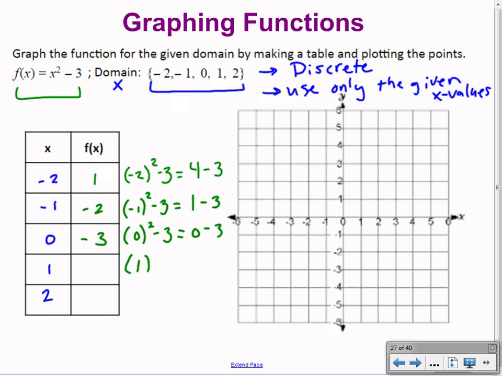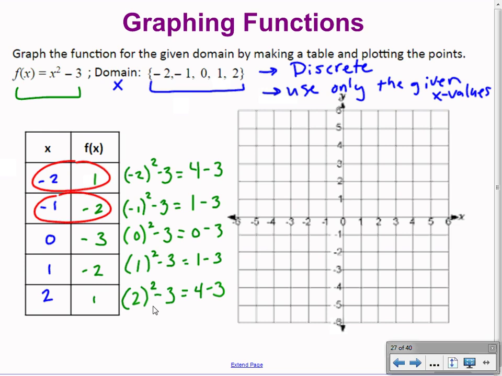Plug in 1. 1 squared is 1, so we get 1 minus 3, which is -2 again. We'll plug in 2, so we get 4 minus 3, which is a positive 1. Now remember, each row in my table here represents an ordered pair. So we can take each ordered pair here and plot it, and we're done.